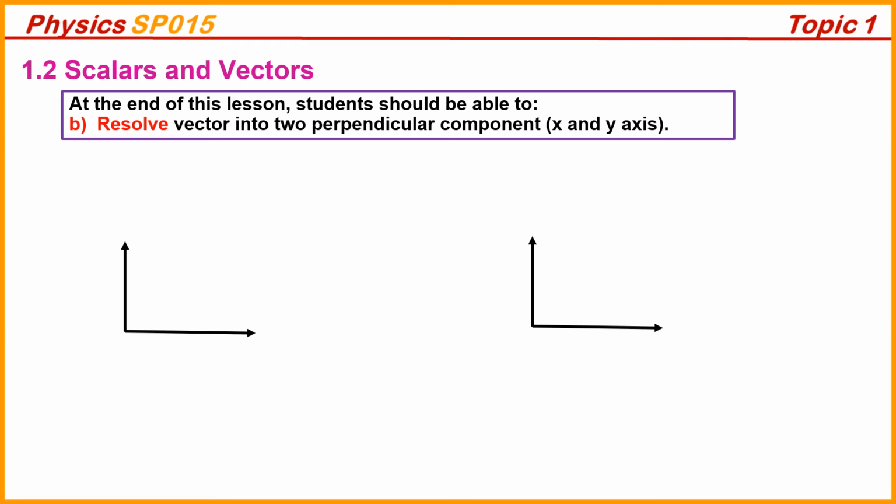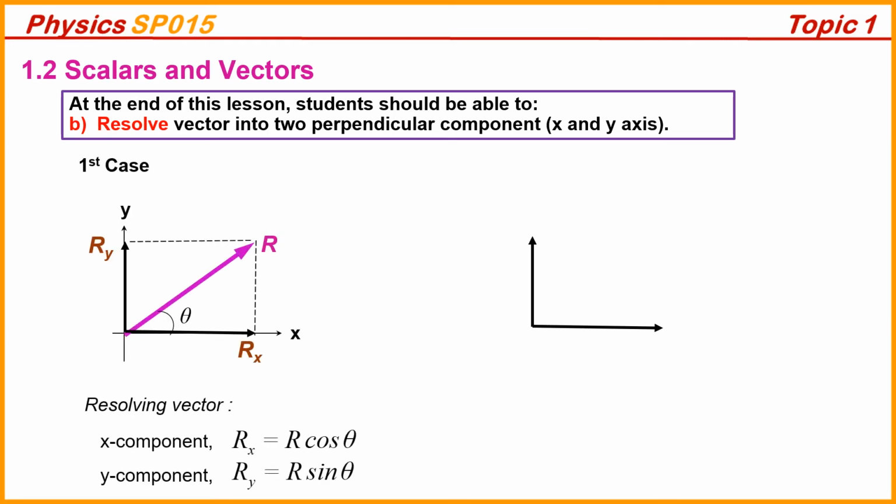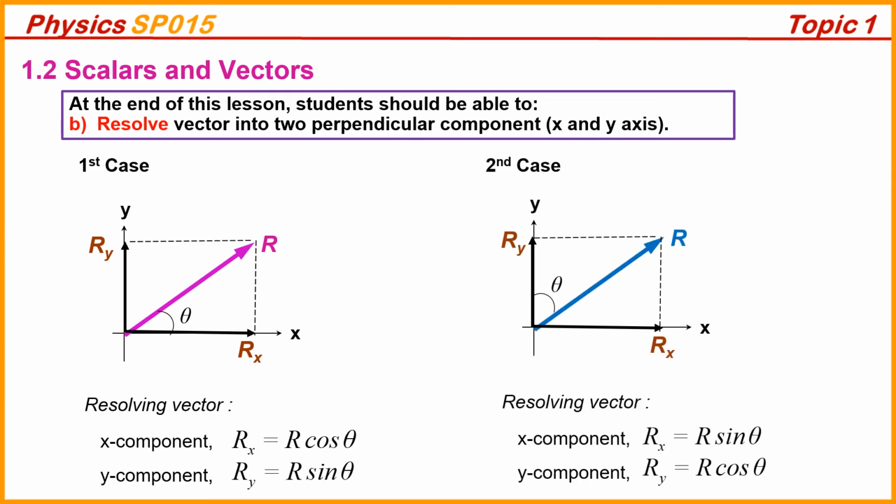To resolve the vector into two perpendicular components, x and y axis, take a look at the first case. For the first case, theta is the angle between r and rx. So to resolve the vector r, at the x component, rx is equal to r cos theta, and at the y component, ry is equal to r sin theta. For the second case, the angle theta is between r and ry. So for resolving vector r, at the x component, rx is equal to r sin theta, and at the y component, ry is equal to r cos theta.